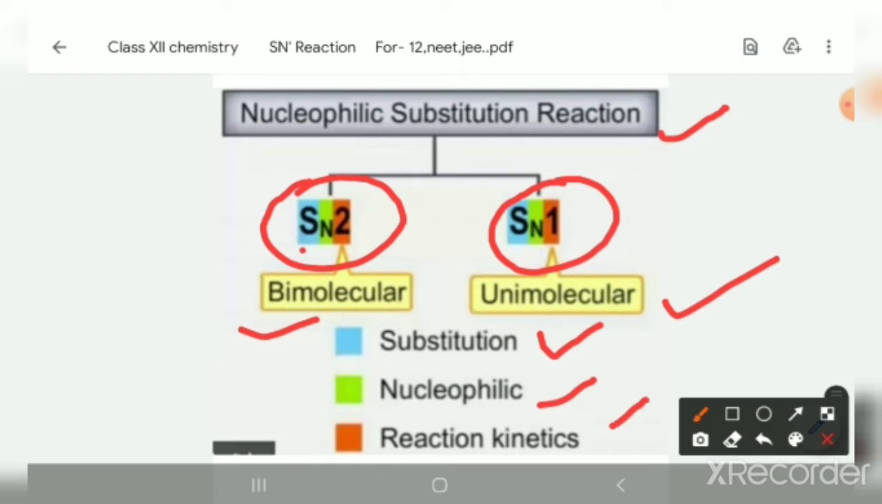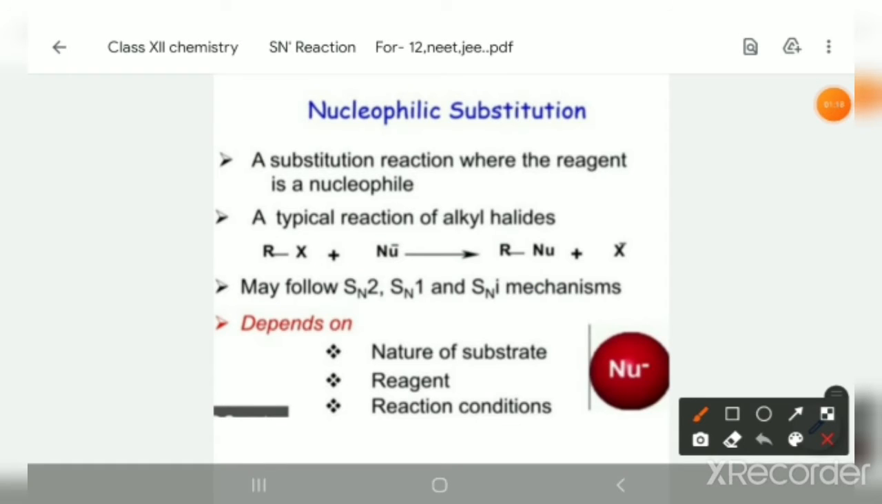Reaction kinetics means order of reaction. So this one belongs to, or follows, the first order of the reaction, and this will follow the second order. सबसे पहले आप देखिए न्यूक्लियोफिलिक सब्स्टिट्यूशन रिएक्शन. So these are some important points. This is the second point, and this is the reaction.